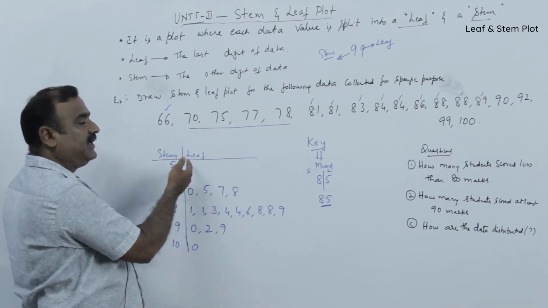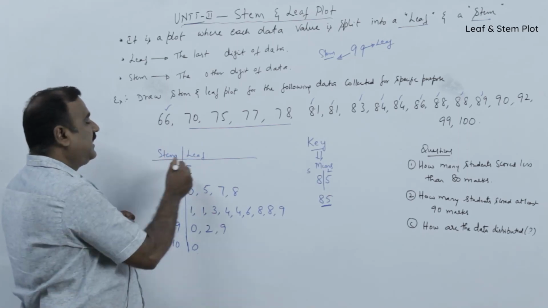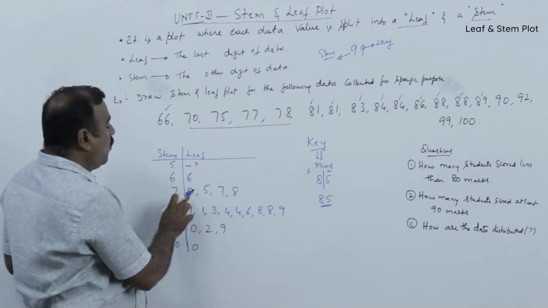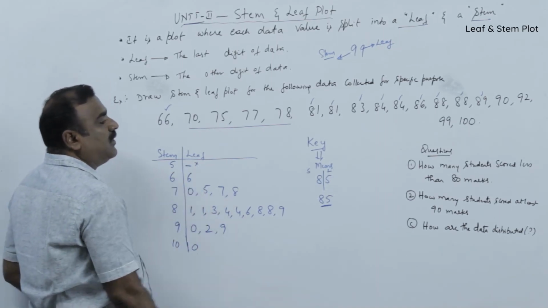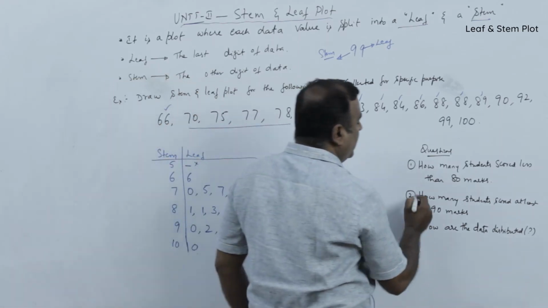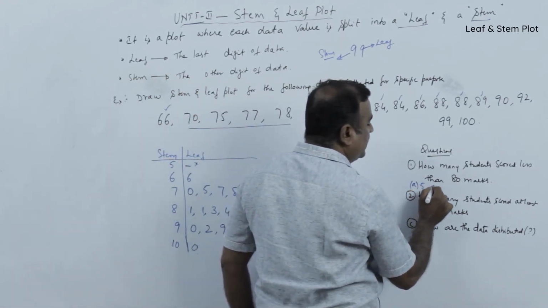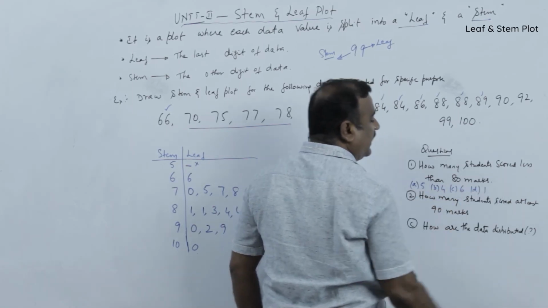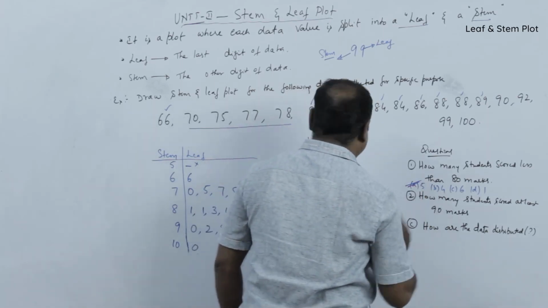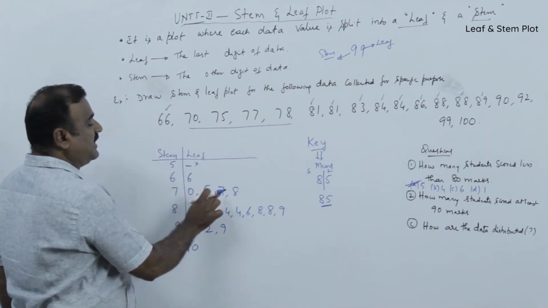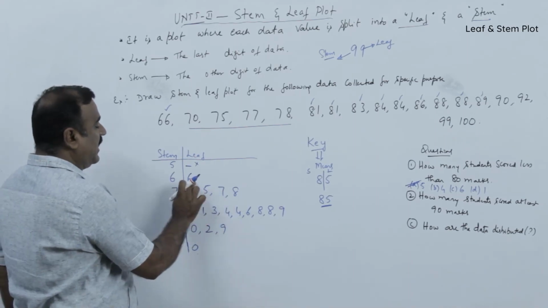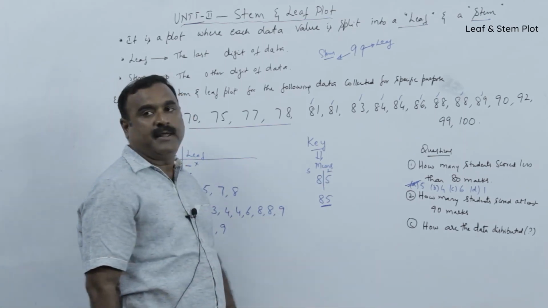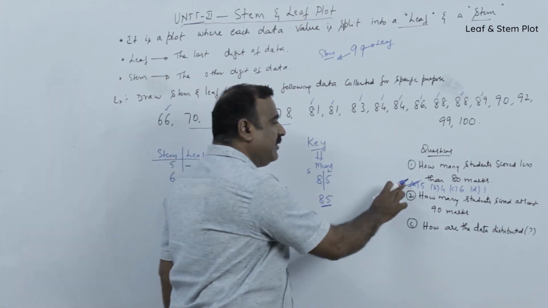If there is no leaf, there is no data, so it does not appear in the picture. I just gave this for your example. So how many students: 1, 2, 3, 4, 5. How many students scored less than 80 marks? Option A 5 students, option B 4 students, option C 6 students, option D 1 student. 5 is the right answer: 70, 75, 77, 78 and 66. 5 students scored less than 80 marks. So option A will be the right answer.